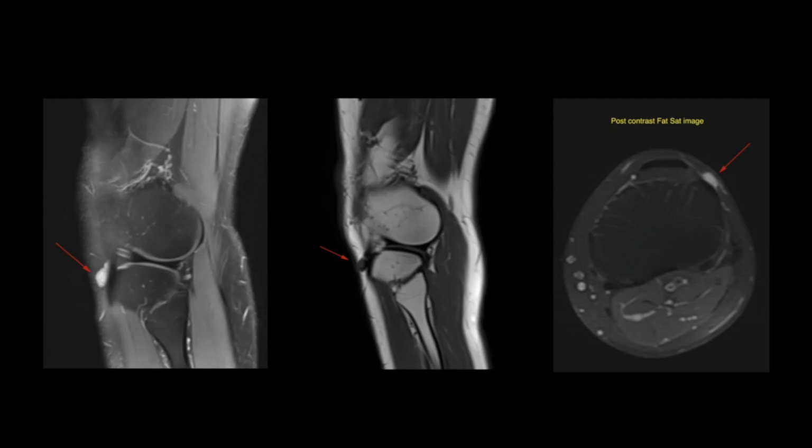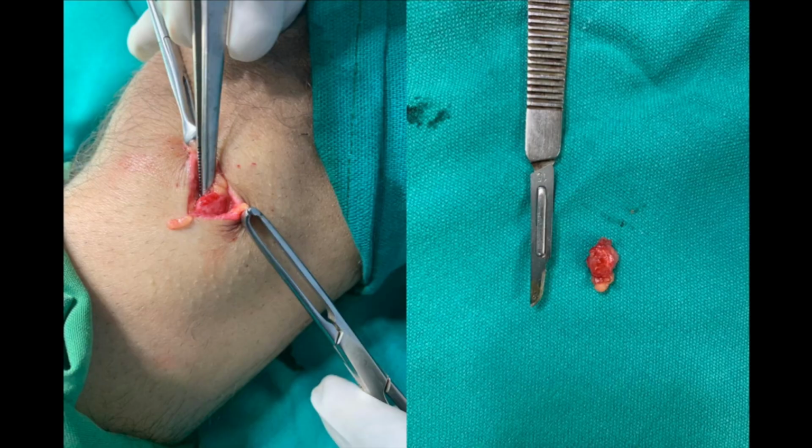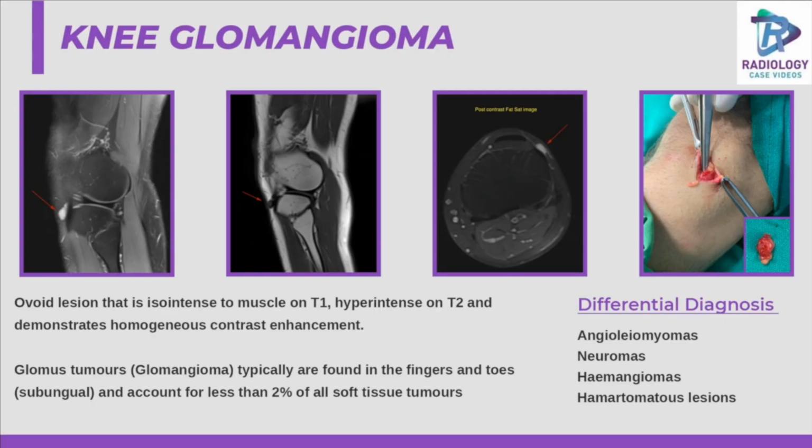This patient presented with painful subcutaneous nodule around the knee, and on MRI, the T1 image showing hypointense lesion in the subcutaneous plane, and on T2FS, the lesion is hyperintense, and on post-contrast fat-sat image, the lesion is showing enhancement. This is a resected lesion, and the diagnosis is knee glomangioma.